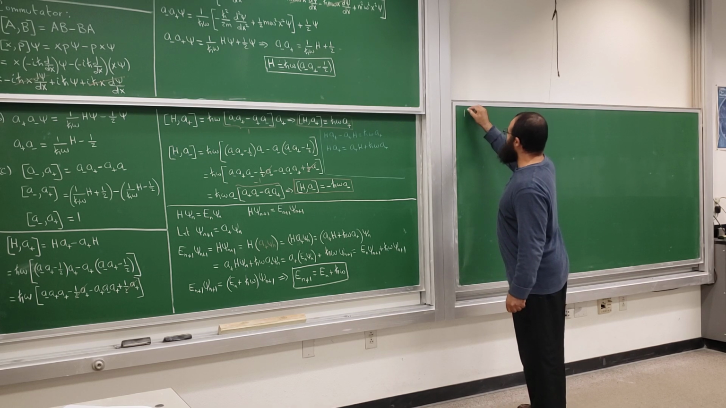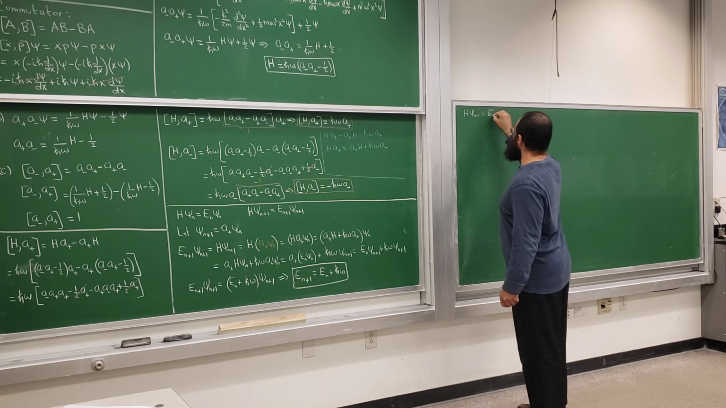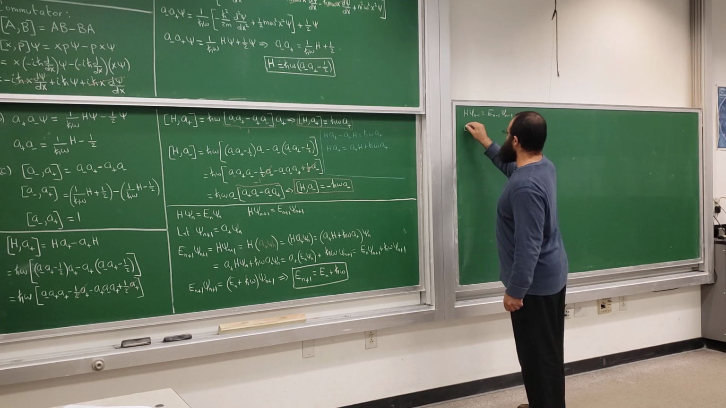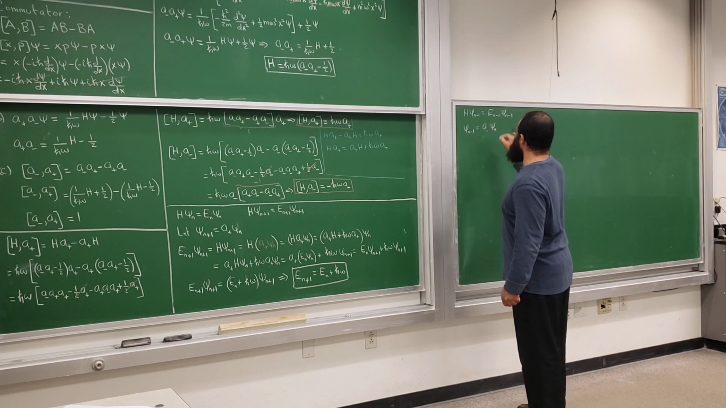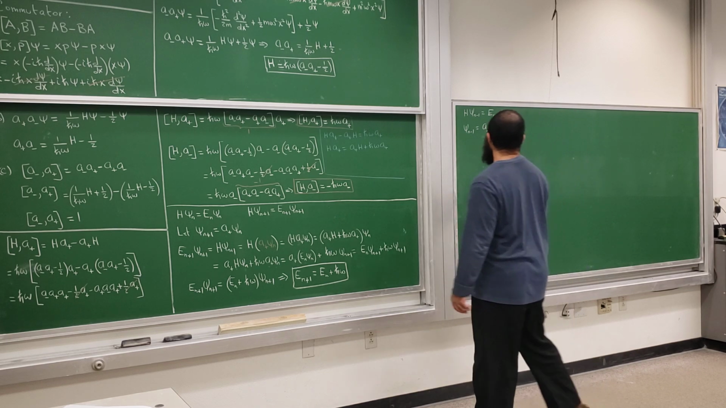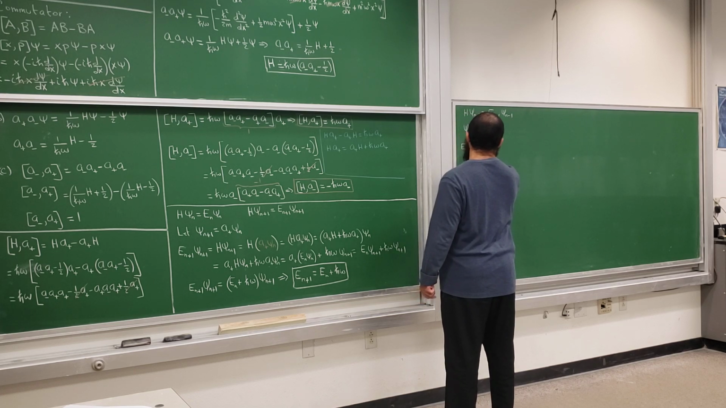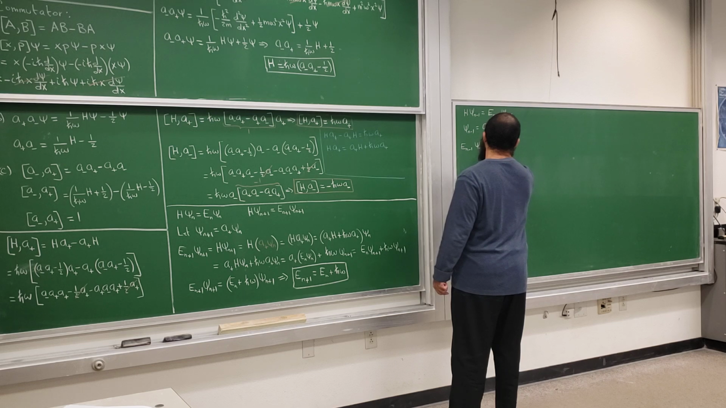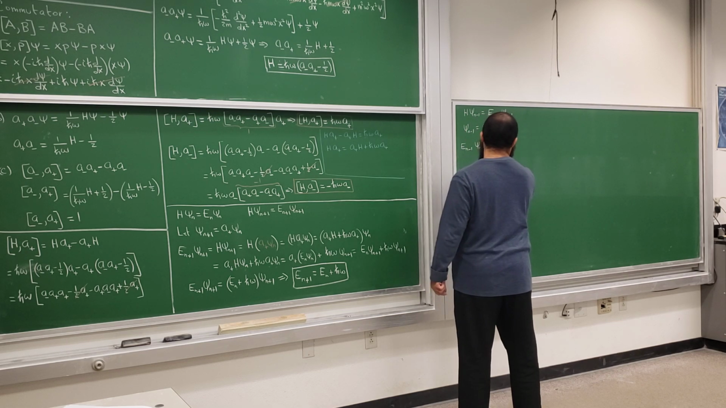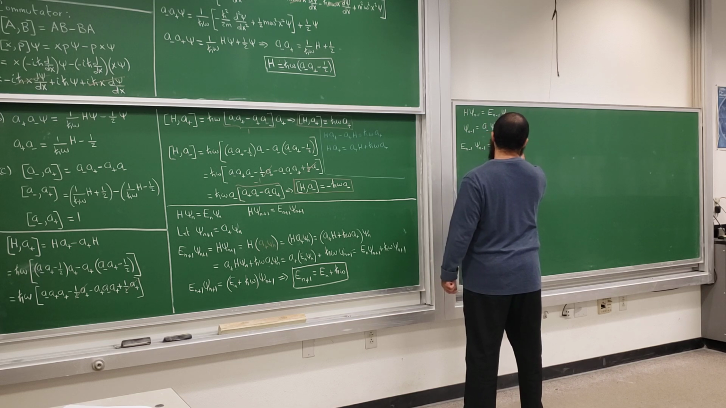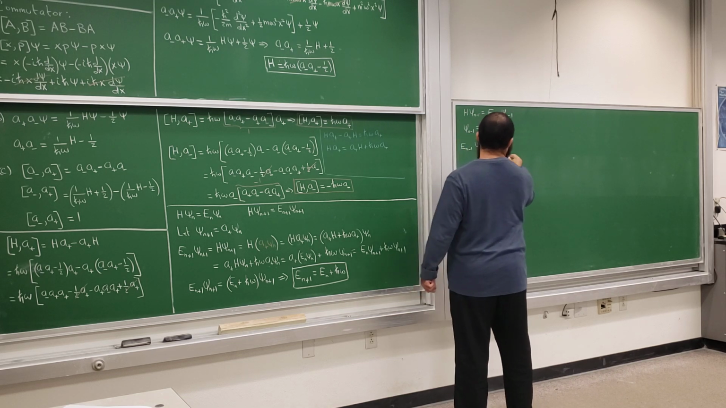So for example, H times psi n minus 1 is equal to E n minus 1 times psi n minus 1. And psi n minus 1 is defined as a minus times psi n. So we have E n minus 1 times psi n minus 1 is equal to H times psi n minus 1. And that's equal to H, but psi n minus 1 is a minus psi n.